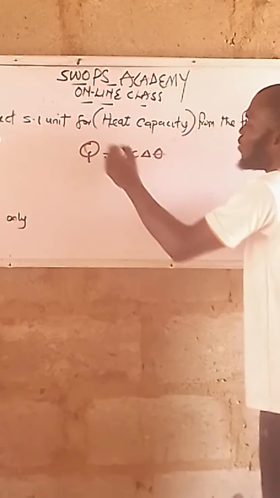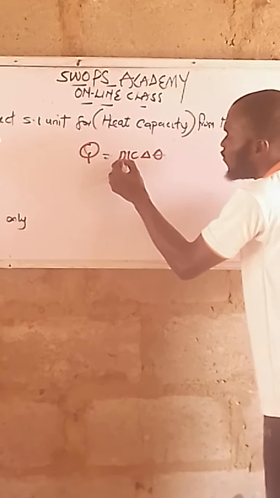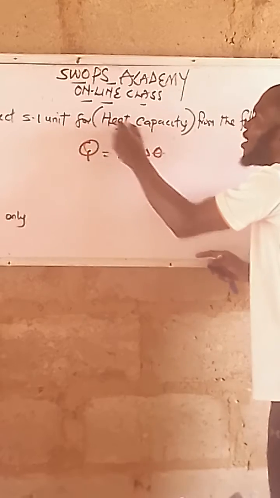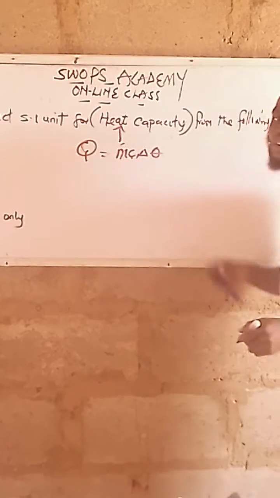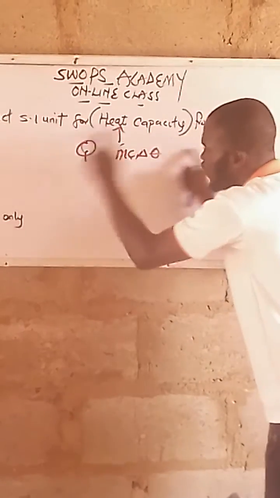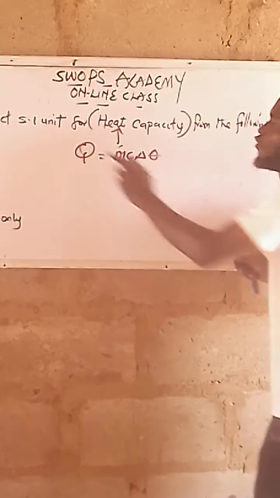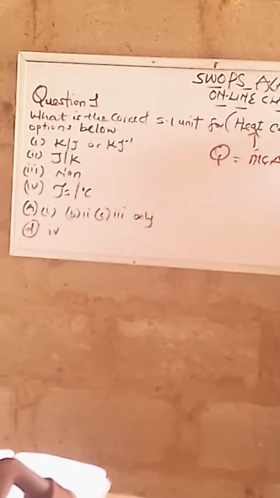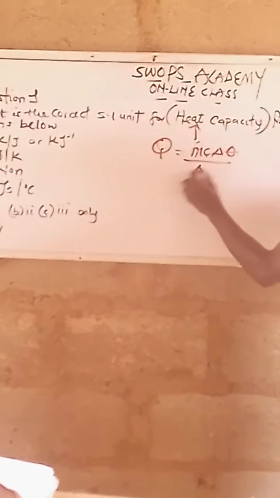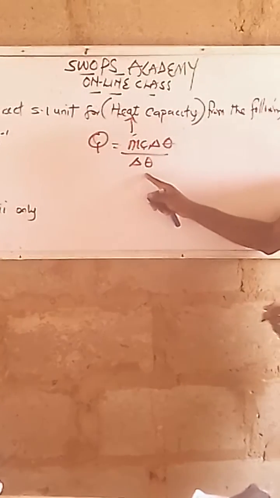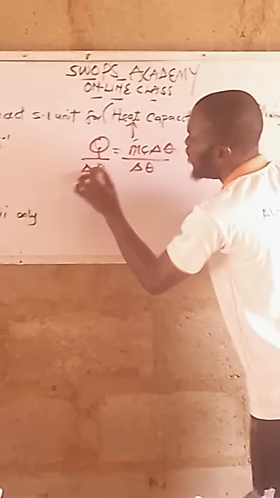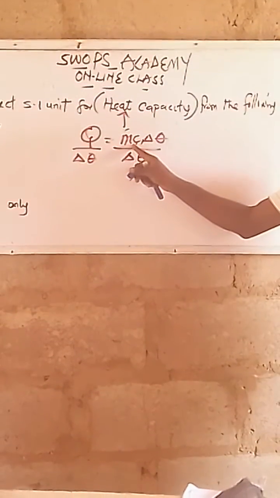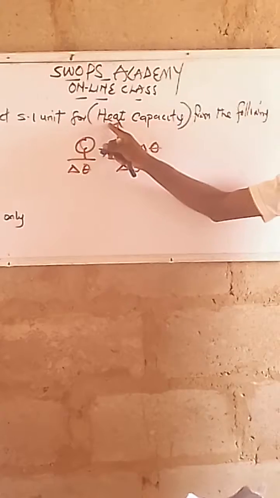I have told you that heat capacity is the combination of M and C. So we make MC the subject of the formula, since the question is heat capacity. Divide both sides by the change in temperature, change in theta, in order to make MC, known as the heat capacity, the subject of the formula.